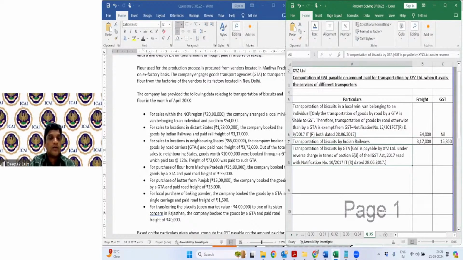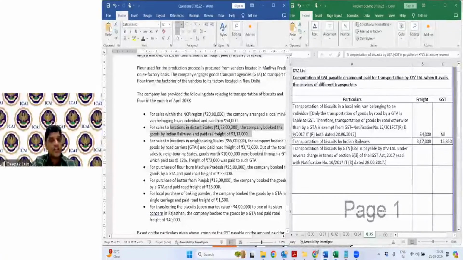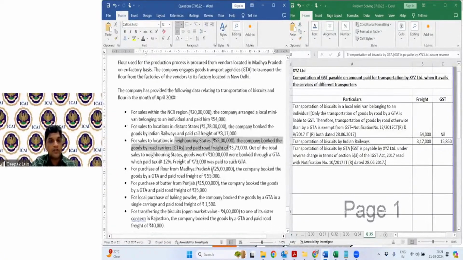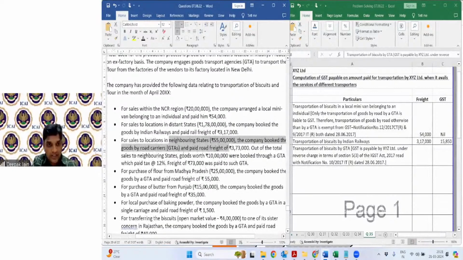Third point, for sales to locations in neighboring states, the company booked the goods by road carrier GTAs and paid total freight of 3,73,000. Out of the total sales to neighboring states, goods worth 10 lakhs were booked through a GTA, which paid tax at 12%. Freight of 73,000 was paid to such GTA.